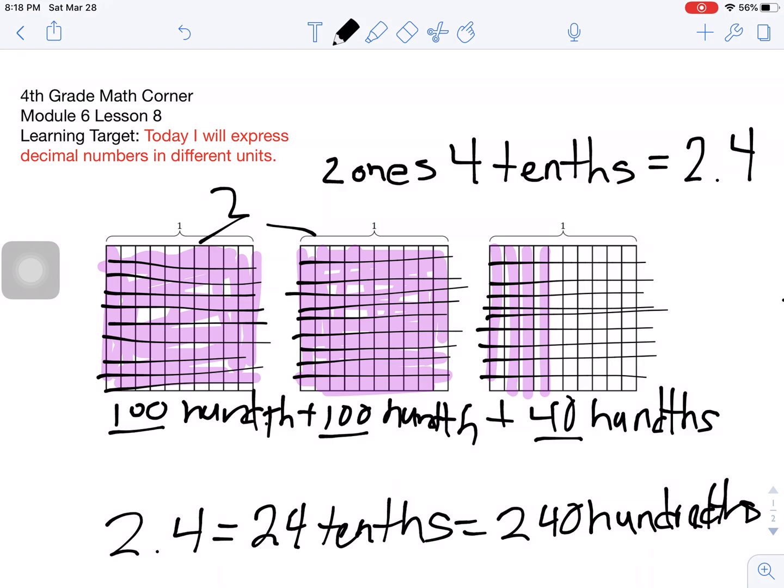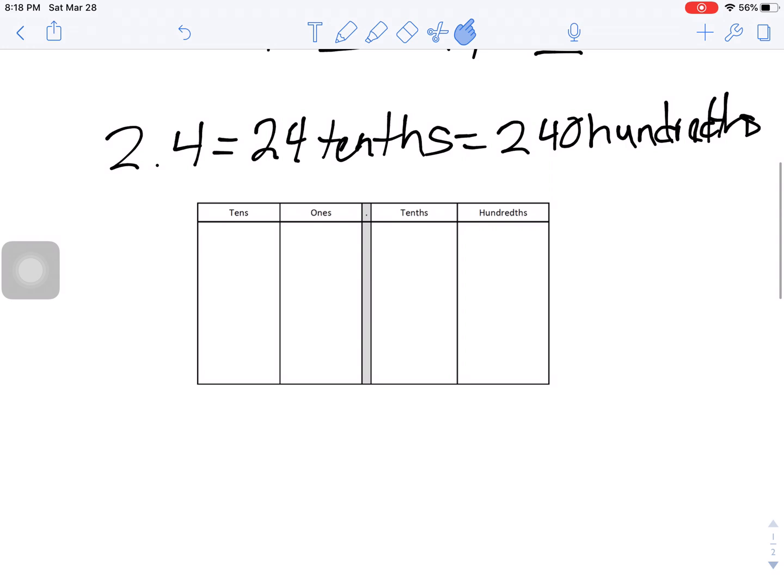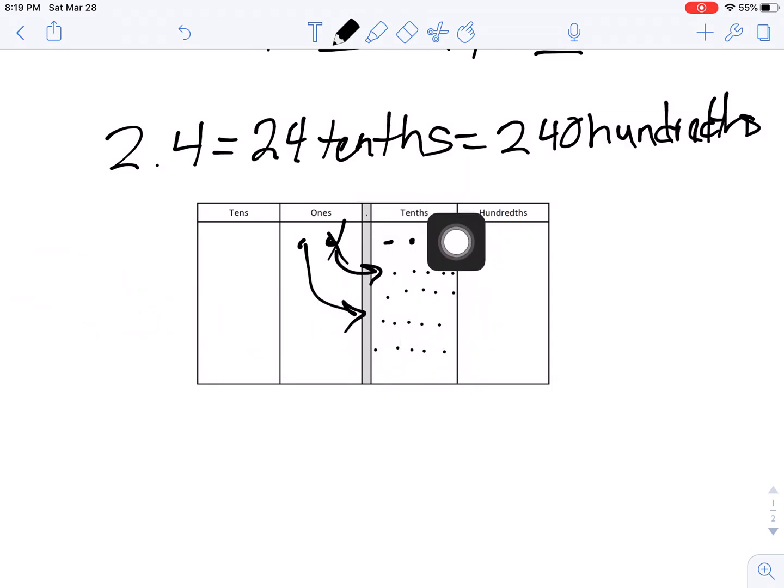So I could use an area model to decompose them to see how many tenths and hundredths. Another way that I could do this is on a place value chart. I could have made my 2 ones and my 4 tenths, and then did the regrouping. So I would regroup this one as 10. Whoops. 1, 2, 3, 4, 5, 6, 7, 8, 9, 10. And I just regrouped that one. And now I'm going to regroup this one. 1, 2, 3, 4, 5, 6, 7, 8, 9, 10. And now I would count. Here's 10, 20, and 4. They would be 24 tenths.